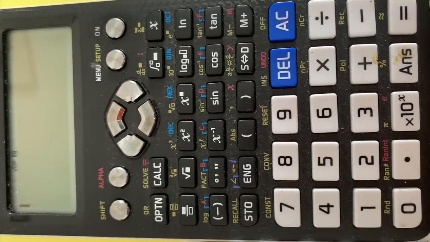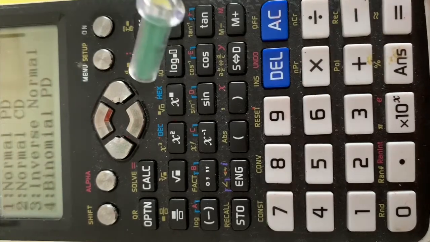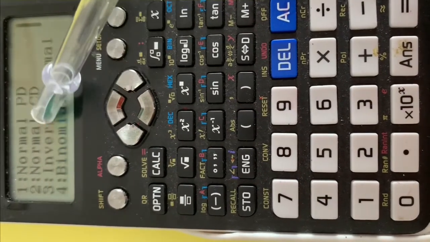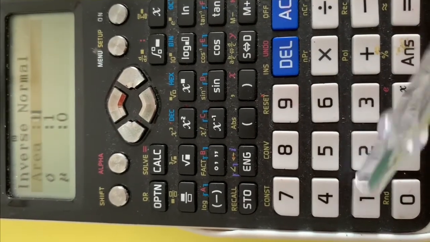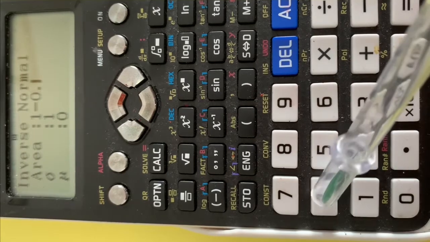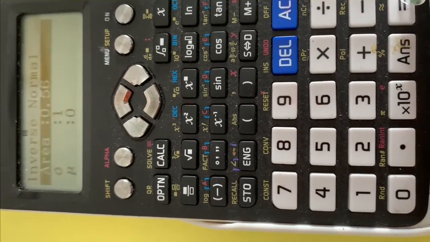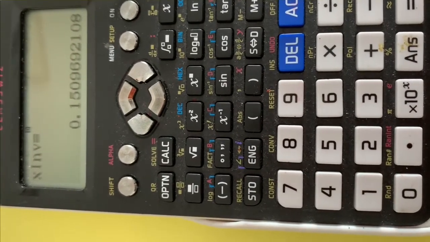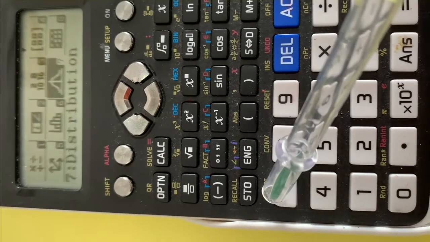Okay, let's see. Now we start with the menu, bell shape. Now we choose number 3 for inverse normal. Number 3, inverse, is for you to find back your z-score. Now you key in the probability value. You key in 1 minus 0.44. Okay, and then your answer is still 0.15, right? Still positive, 0.1509. We want 4 significant figures.